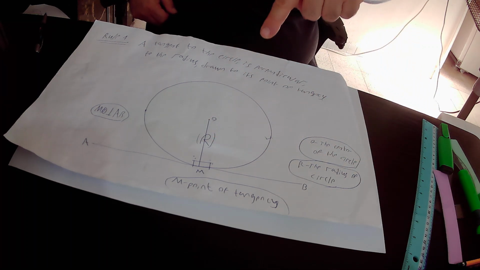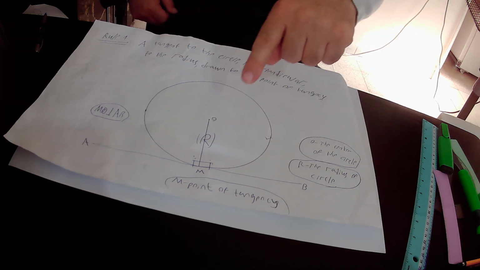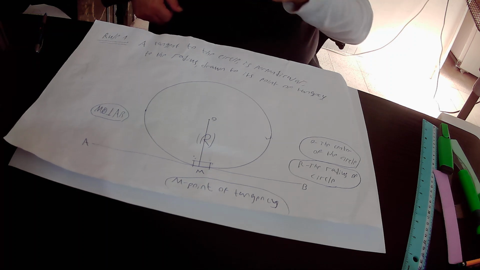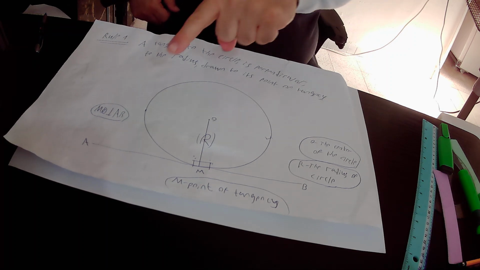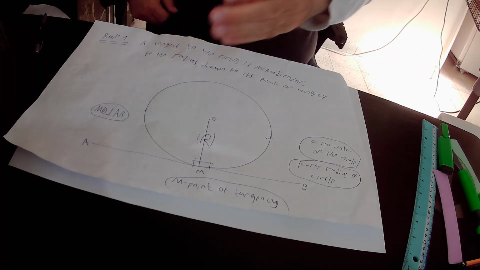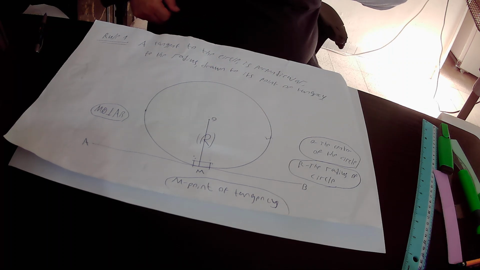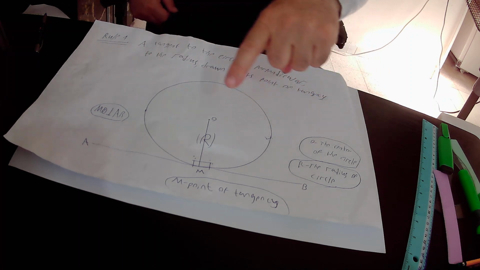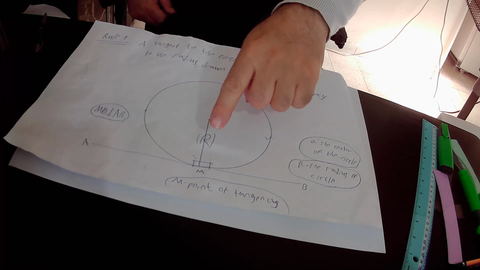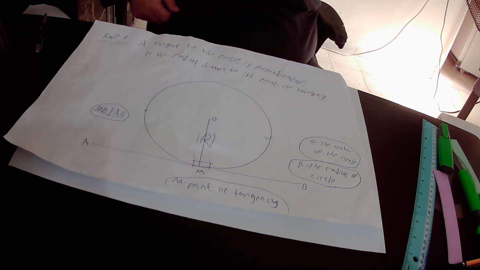Again, line segment AB is perpendicular to the radius MO. And according to this rule 1, whenever you have a line segment that is perpendicular to the radius, then that line segment must be defined as a tangent to this circle. Okay? Line segment AB is a tangent to this circle at point M. Again, whenever you have a line segment that is perpendicular to the radius, then that line segment must be defined as a tangent to the circle.